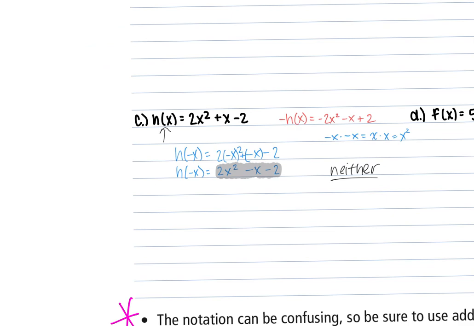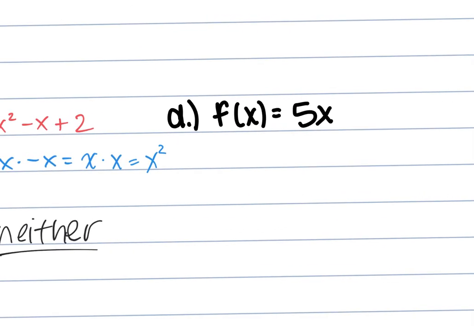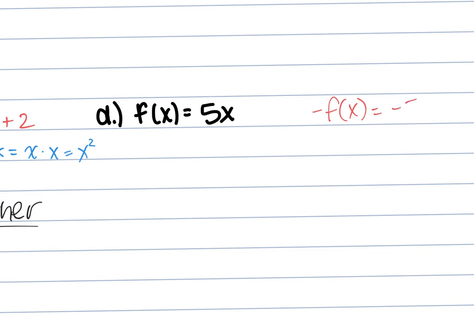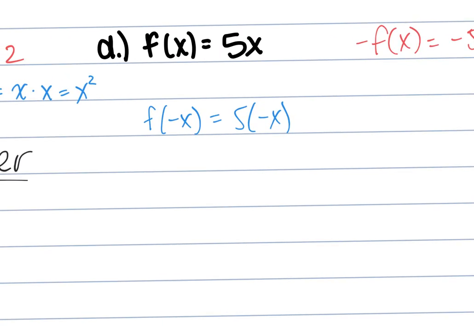All right, let's do another one. D. What do I do? Good, negative f of x, right? If you change it to negative, it would be negative 5x. Perfect. Then what do I do after I write negative f of x? 5 of negative x equals 5, then in parentheses negative x. What do I get there, Adam? You get negative 5x. Good, negative 5x.